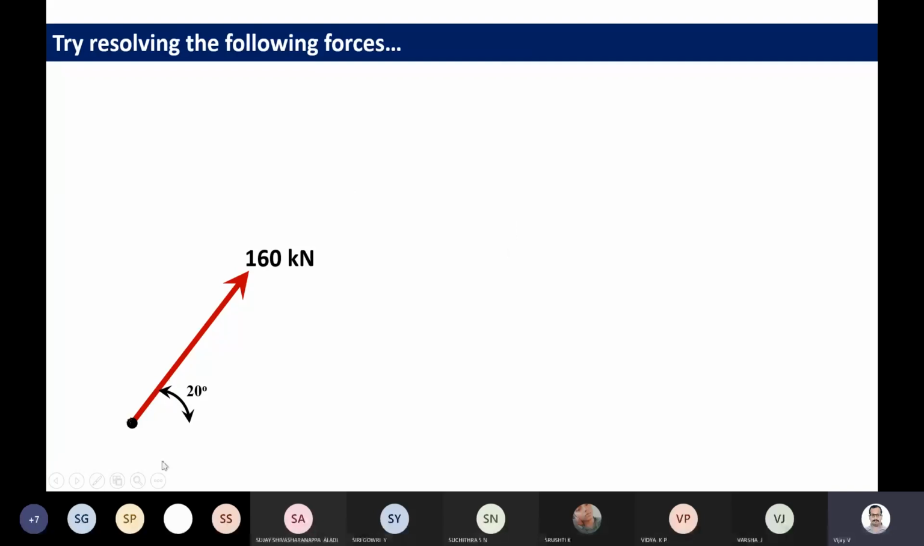I hope you're taking down the notes. So you can just try, say you have a point here and from this particular point or particle, there is a force acting in this direction of approximately magnitude 160 kilonewton, and the angle with respect to the horizontal or the X direction is 20 degrees. So you can just resolve this particular force into its x component and y component and just tell me the values that you are getting along the x direction and y direction.